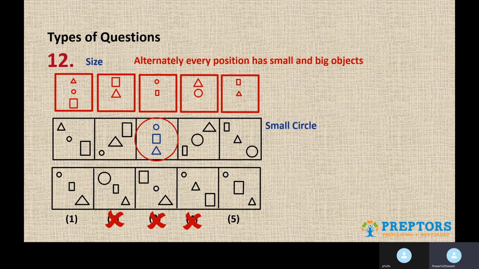Now let's check the middle object. So for the middle object, we want a small rectangle. So we are only left with option 1. Hence option 1 is the answer. Small circle, small rectangle, big triangle. That is followed by option 1.